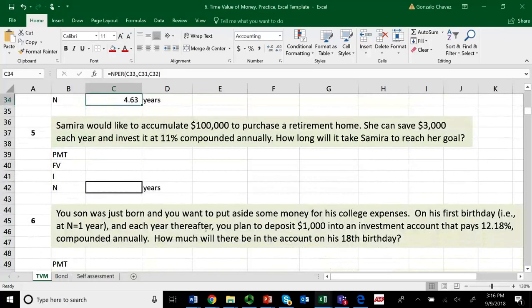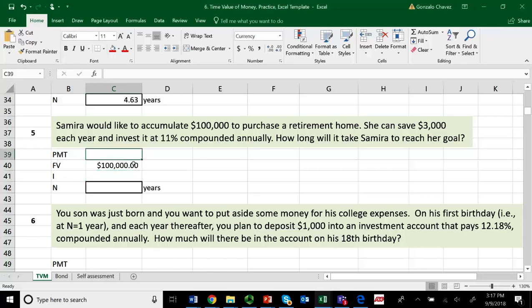Let's go to another one. Samira would like to accumulate $100,000 to purchase a retirement home. She can save $3,000 each year, and invest it at 11% compounded annually. How long will it take Samira to reach her goal? So she wants to reach $100,000, so that's the future value. Notice that she doesn't have any money right now, but she believes that she can save $3,000 each year.